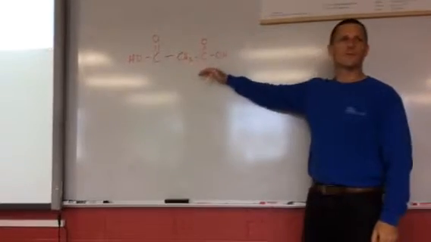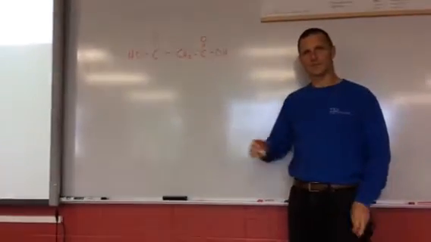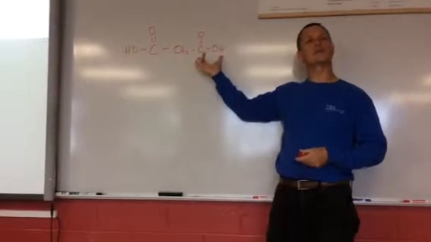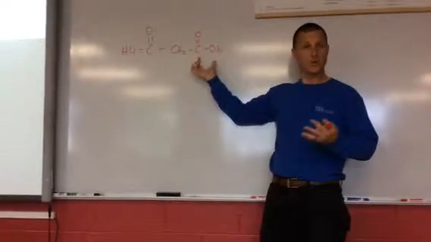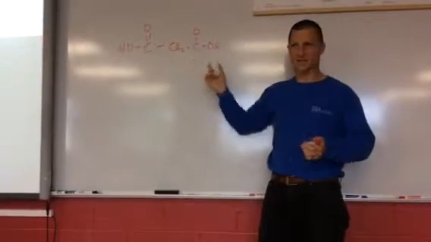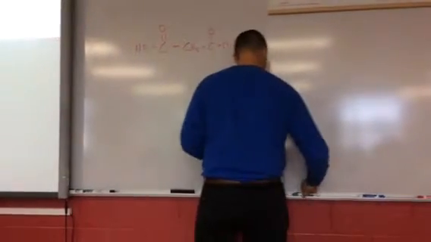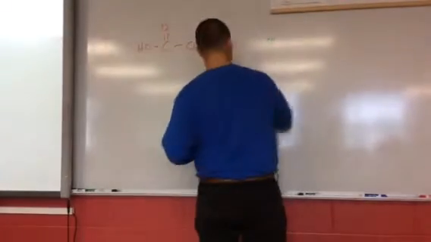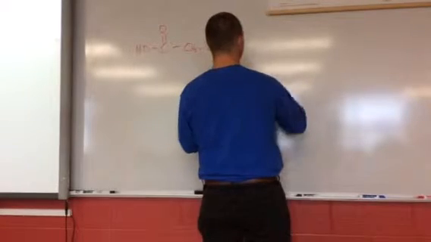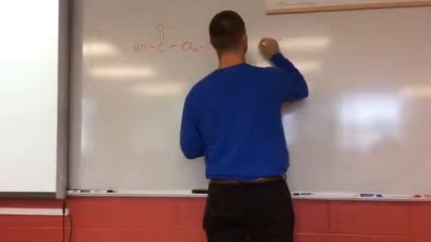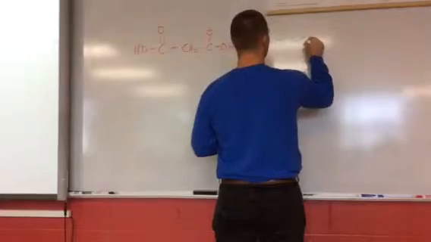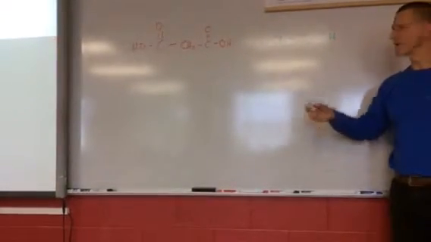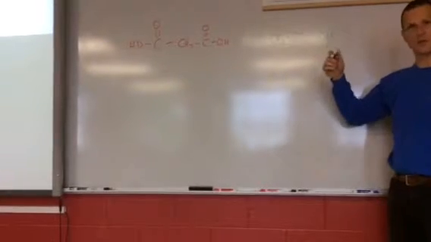See this compound? How many functional groups are on it? There's two. There's one on this end and there's one on that end. We would call this compound a diacid. It's got two acid groups on it. You with me? Diacid. This compound in green would be a diol. It's got an alcohol there and an alcohol there, so we would call that a diol.